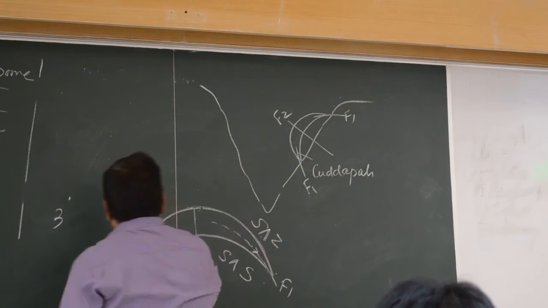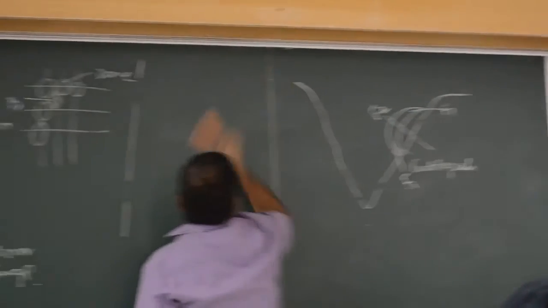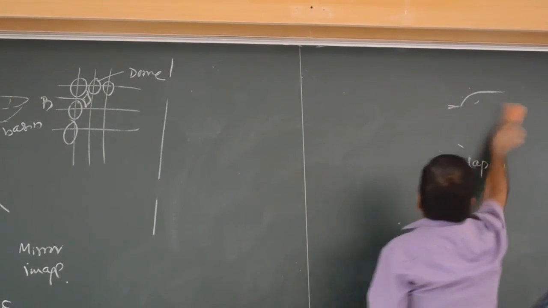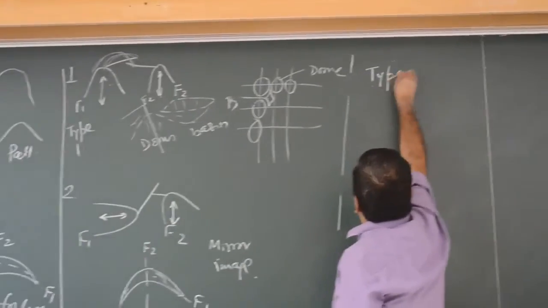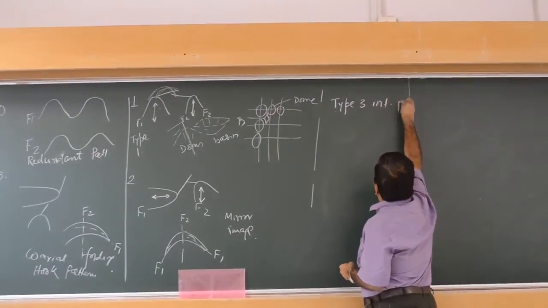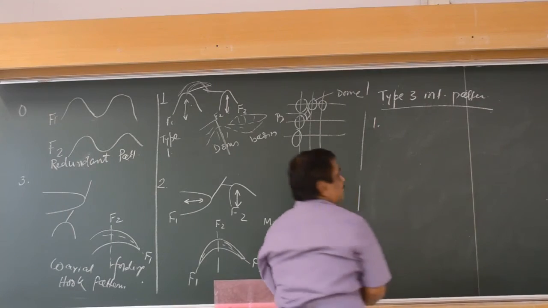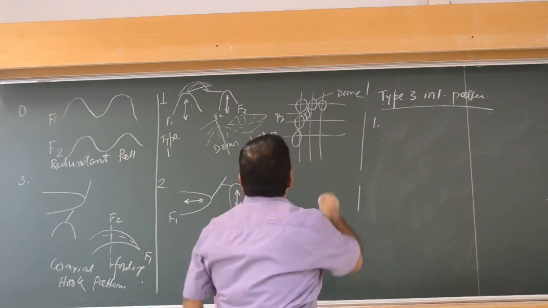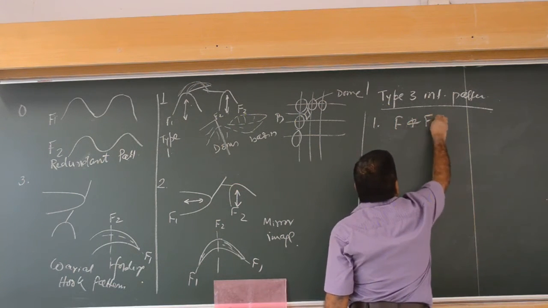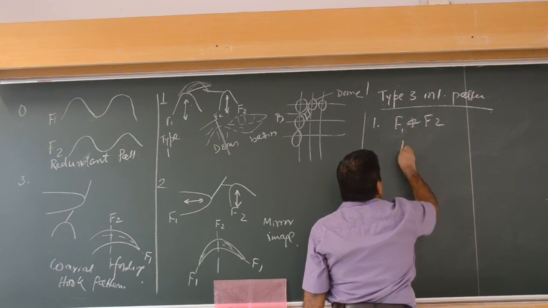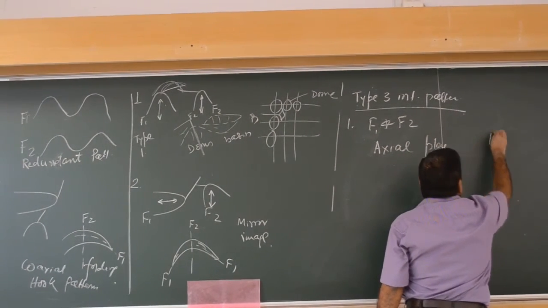Now we go to type 3 interference. Now tell me the same things, what should I write? What is the interrelationship between F1 and F2? What is the relation with F2? Axial planes are perpendicular. High angle.